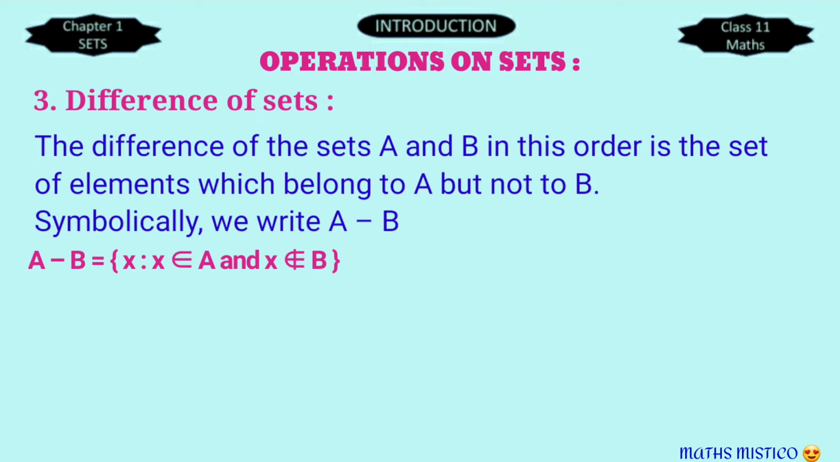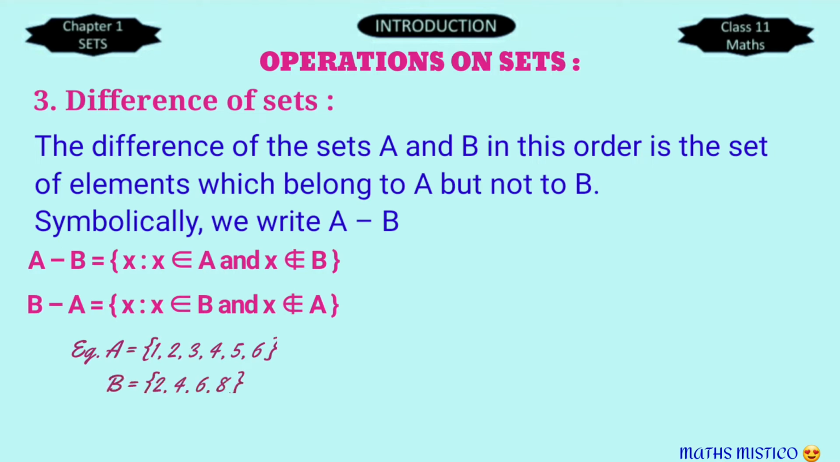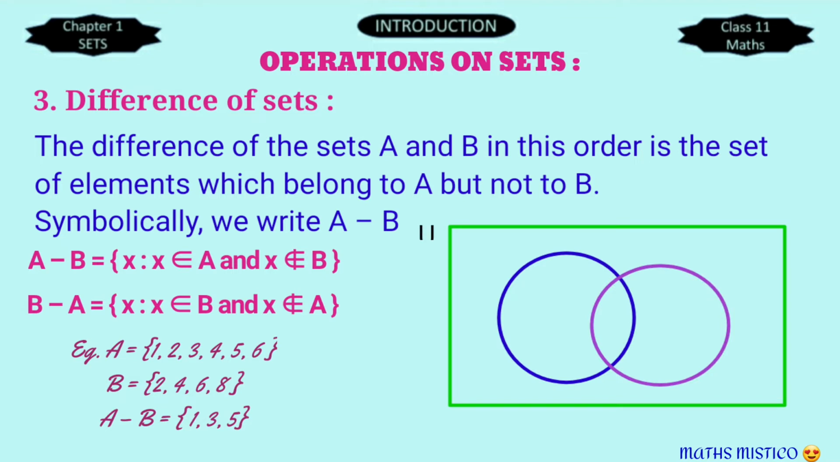What I mean to say is that A minus B and B minus A are not the same. B minus A is the set of all x such that x belongs to B and x does not belong to A. Like in the above example, A minus B will be 1, 3, 5. To represent this operation as a Venn diagram, we will shade the region of circle A which is not common to the circle B.